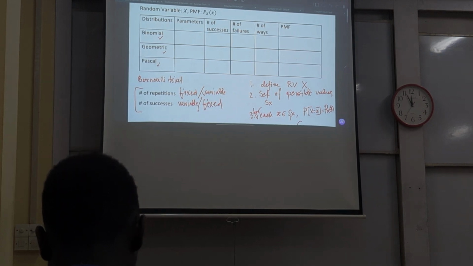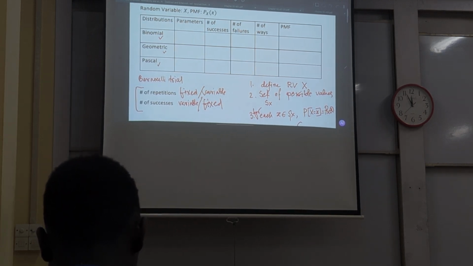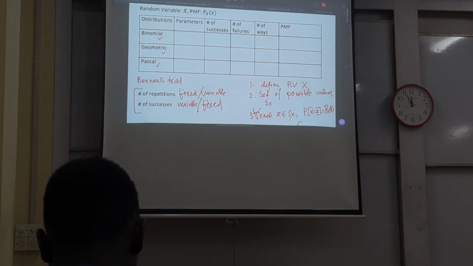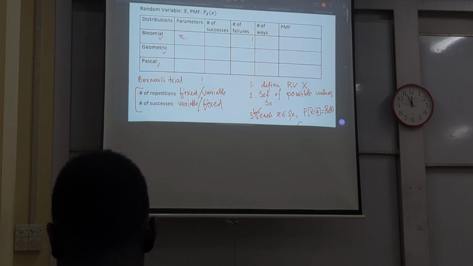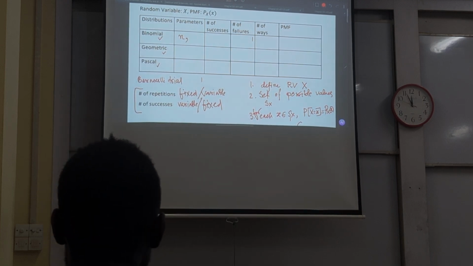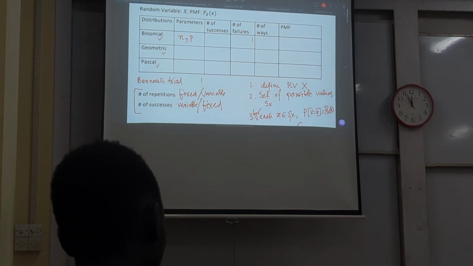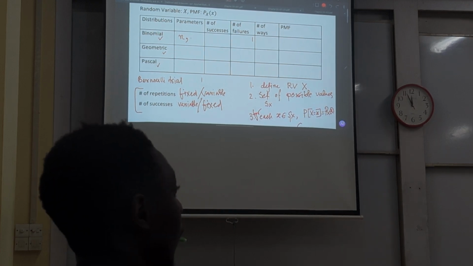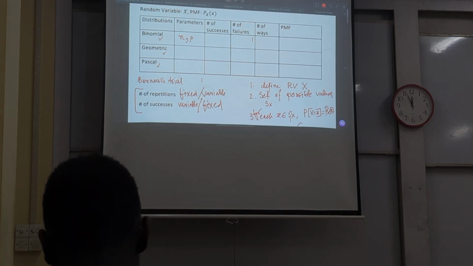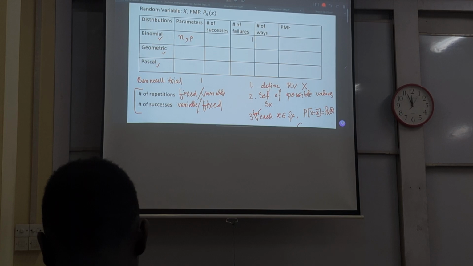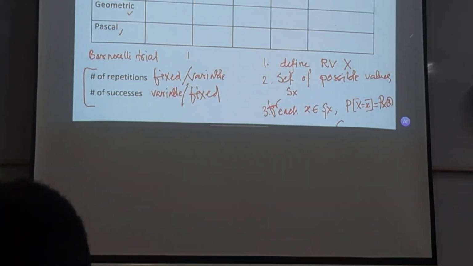And if the number of repetitions is fixed, then one of the parameters will be that fixed quantity, which we define as n, and the other parameter always will be, in case of the binomial type, what? The probability of success. Is this clear? And now we will calculate the PMF for a specific value of x, right?